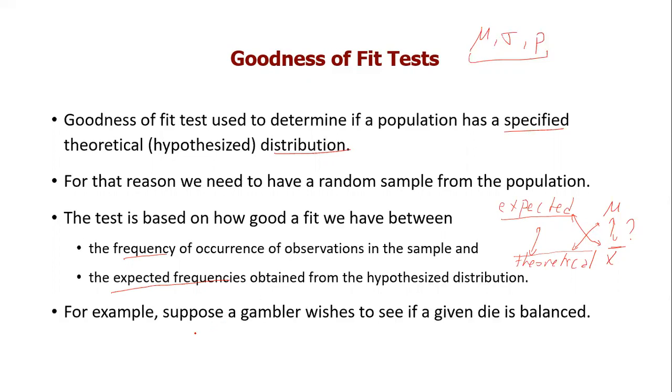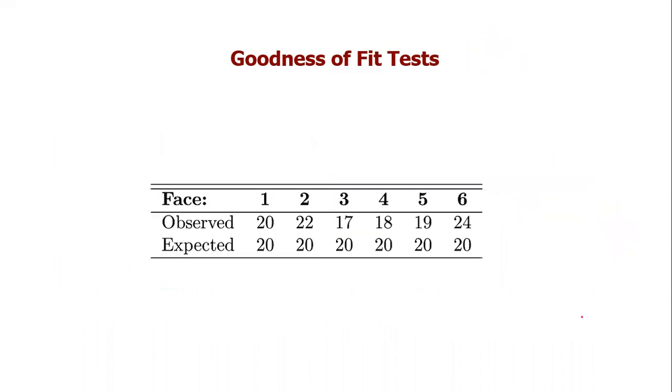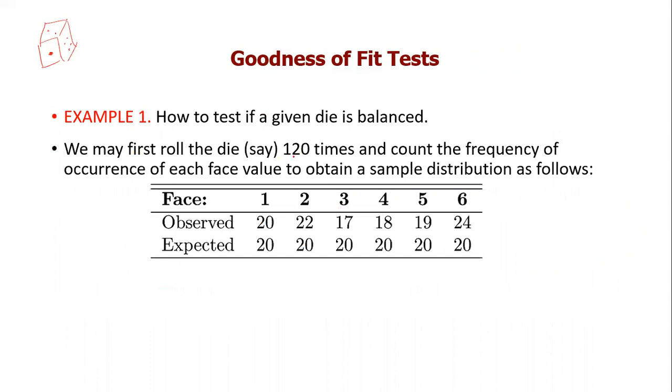Okay? So suppose, as a first example, a gambler wishes to see if a given die is balanced or not. Okay? So we are just working on a die. Remember what a die is, right? This is something like this. So I have one here, two here, and for example four here, right? So what they do is they throw the die 120 times and count the frequency of occurrence of each face value to obtain a sample distribution as follows.